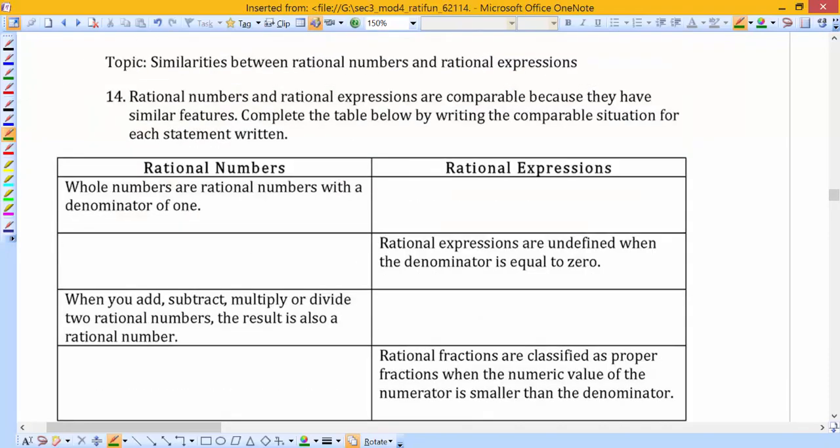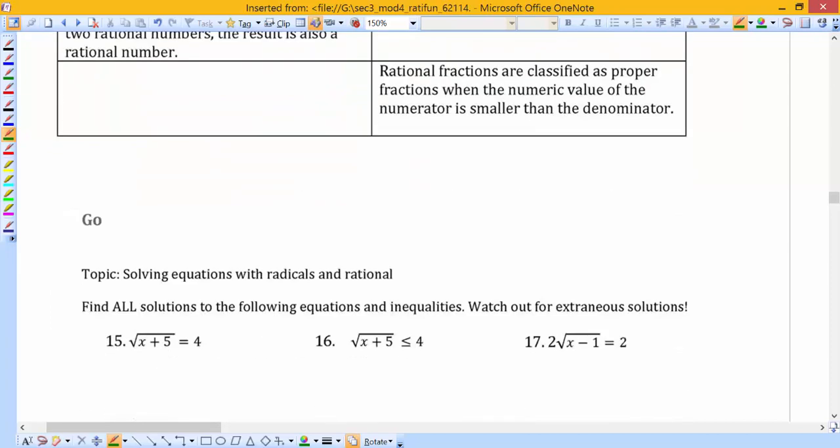And this next question, you're filling in those blanks. You're looking for similarities and differences between rational numbers, which are like 1/2, 2/3, 5/7, and then rational expressions. And rational expressions are values that have x with them. So like an x plus 2 over an x minus 7. So compare and contrast those types of things.